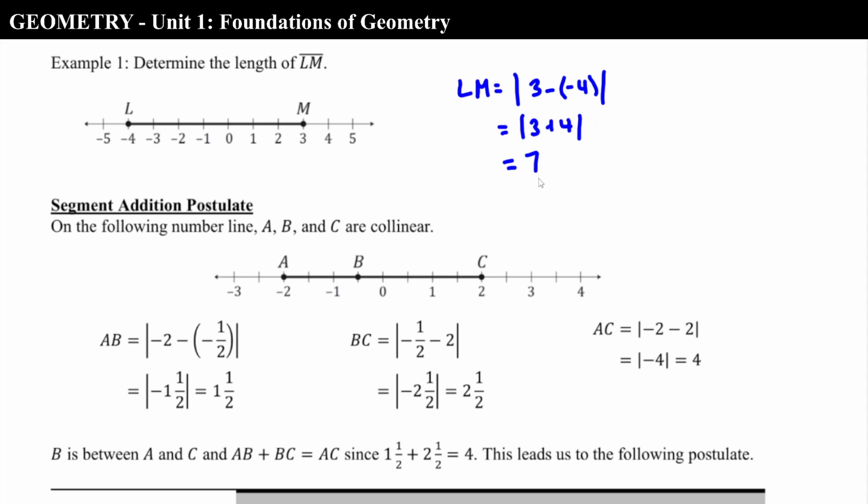So we counted it, and there it is mathematically. Now we could do it the other way. We could do negative 4 minus 3, which would have given us the absolute value of negative 7, which again would have been 7.